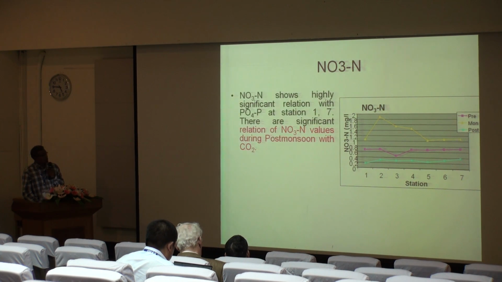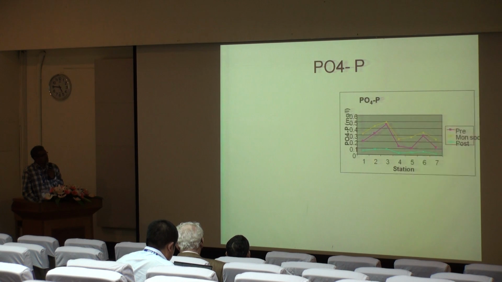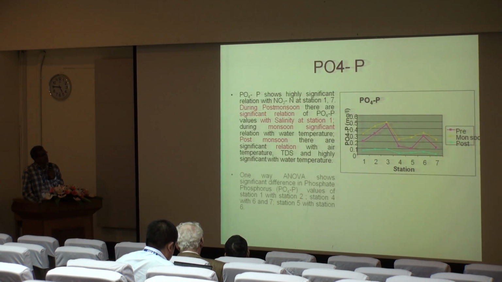Nitrate shows a highly significant relation with phosphate at stations 1 and 7. There is a significant relation during post-monsoon with carbon dioxide. Phosphate shows a highly significant relation with nitrate, and in post-monsoon as well, and it also has a relation with TDS.